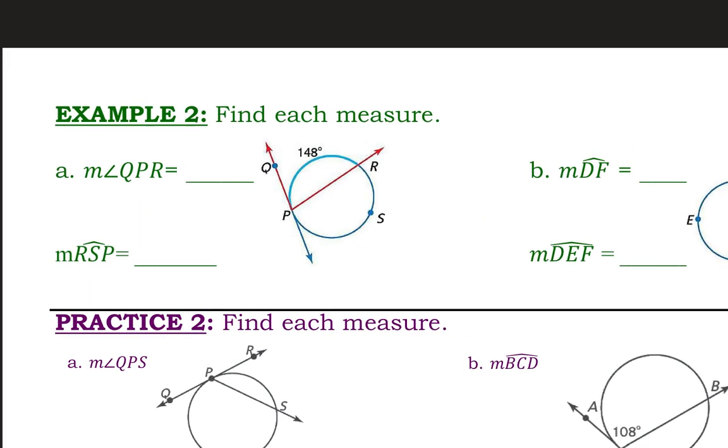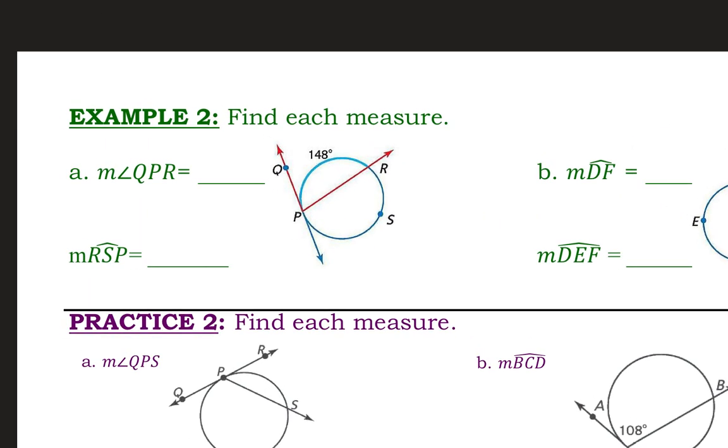So let's look at the first one. The first one says, let's find angle QPR. So here's the angle. I'm going to trace it. Q, P to R. I'm looking for this angle. If I'm looking for the angle, do you think you're going to multiply by 2 or divide by 2? Divide, good. So take 148, divide it by 2. What do we get? 74 degrees.